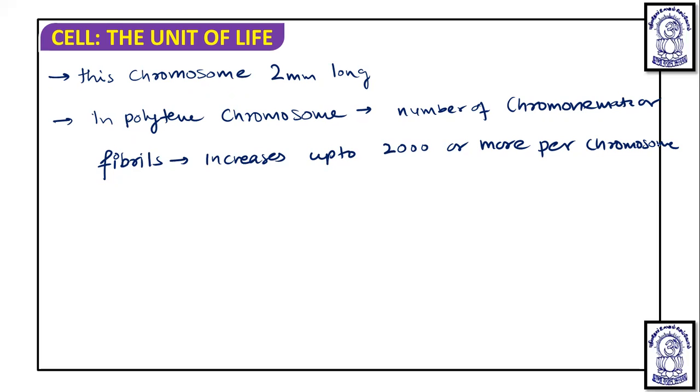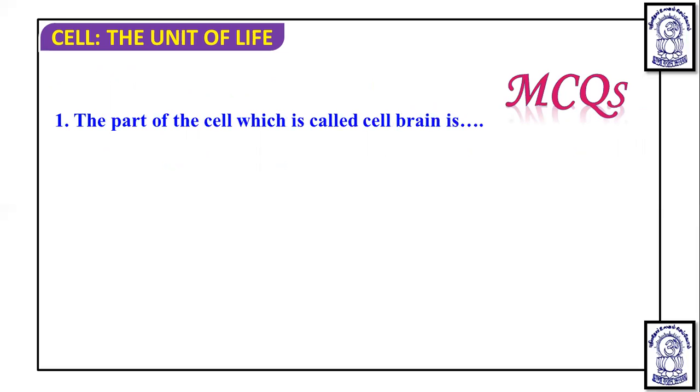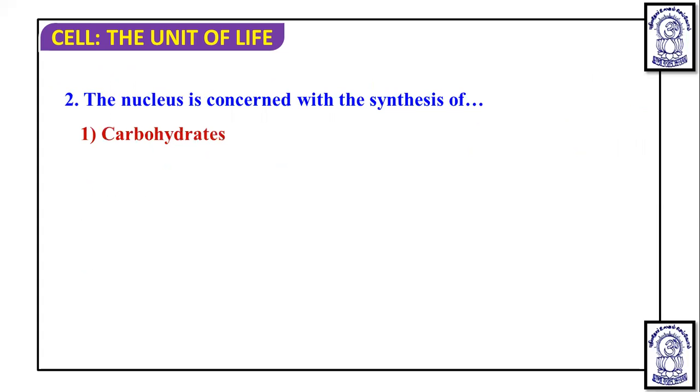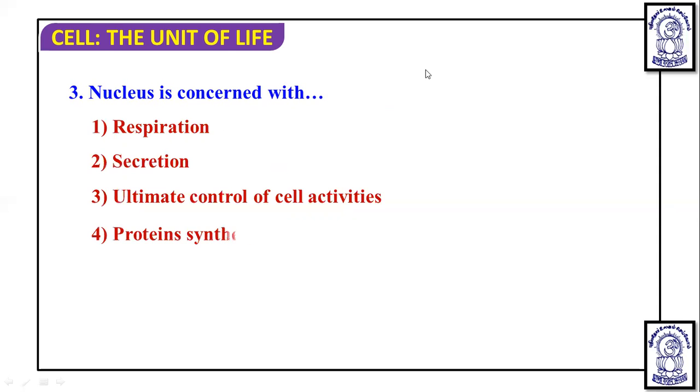Okay, so this is about the different types of chromosome in detail. If we talk about some MCQs, the part of the cell which is called the cell brain, obviously we know that this is nothing but the nucleus. The nucleus is concerned with the synthesis of, obviously the nucleus has DNA, so this DNA has the information for the protein, so it is involved in synthesis of proteins through mRNA. The nucleus is concerned with the ultimate control of cell activities.